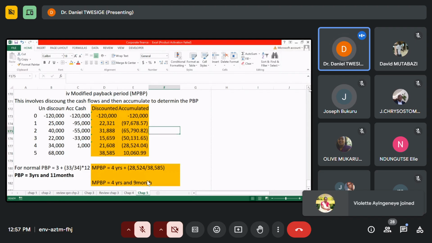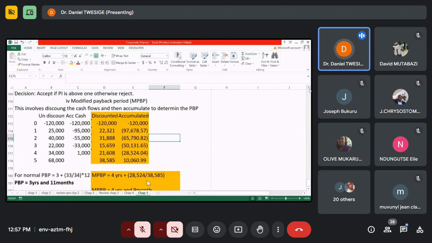Is it okay, friends? Any question? We are leaving this part. That was part 2, which is investment appraisal techniques.